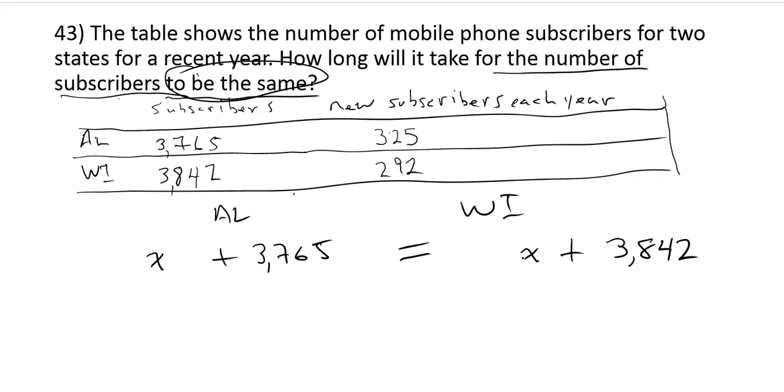And as far as Alabama goes, we've got 325 new subscribers per year. So 325 times time in years, plus the existing subscribers. And let's go ahead and do the Wisconsin side. We get 292 subscribers per year.